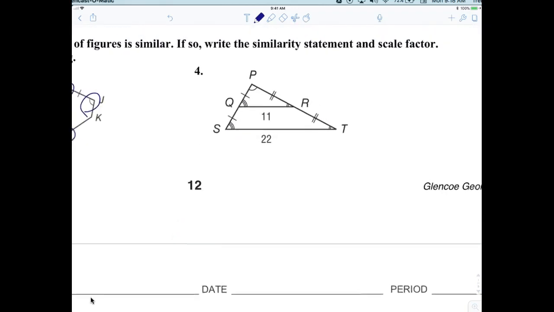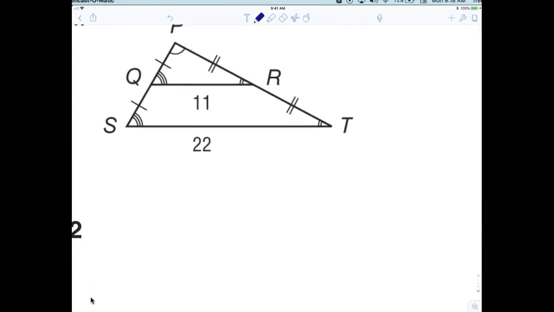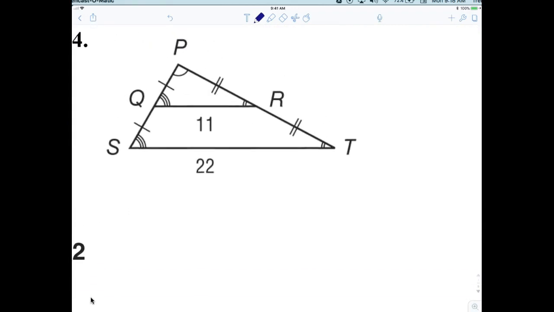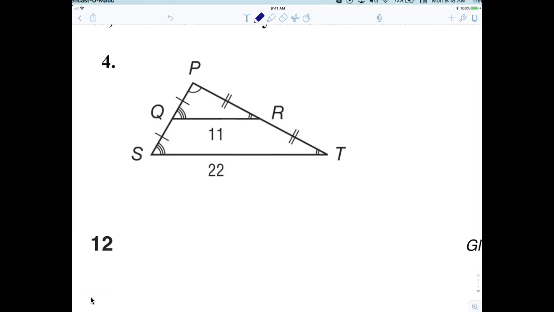So let's look at this guy right here. So does everybody agree that PQR is similar to PST?